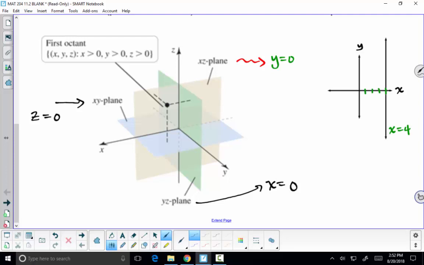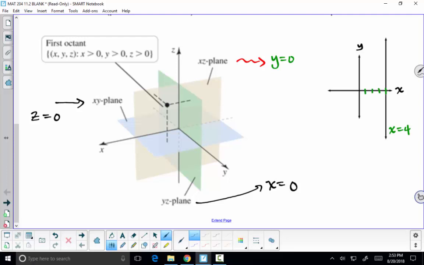Okay, and over here, x equals 4. If we said the graph was in R3, that would say all ordered triples with an x value of 4. Y can be anything, z can be anything. So can you visualize that over here?